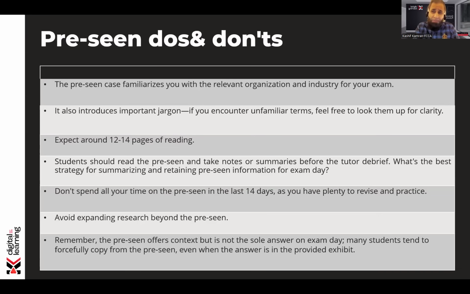Avoid researching beyond pre-seen. A lot of time, the students saw an industry in the pre-seen like cloud computing or a football club, and they go to Google and they start searching more about the football club. They start searching more about cloud computing. No, you have to be within the 12 and 14 pages. You need to read within the 12 and 14 pages, not going beyond it. So the industry information which is given to you, that is the maximum you should know. Not going onto Google and researching it, not making use of any artificial intelligence tools or the ChatGPT tool, etc. None of them.